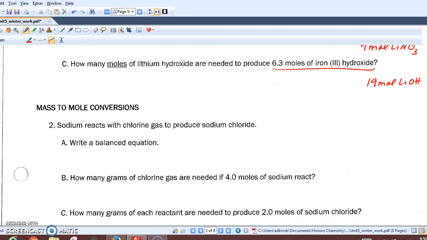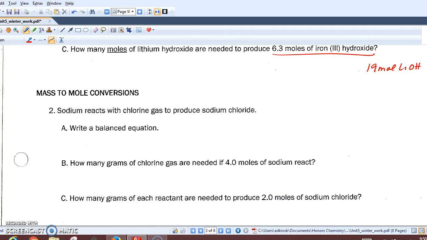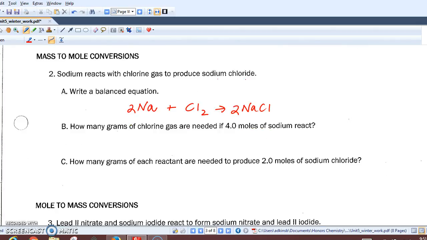Alright, then for mass to mole, we've got an additional step, and we just need to include the molar mass. And so sodium reacts with chlorine, so sodium is a free element, doesn't have a charge on it, it's not a diatomic. It reacts with chlorine gas, which is a diatomic, to produce sodium chloride, so Na plus Cl minus makes NaCl, and then we balance it with a 2 there and a 2 there. So there's our balanced chemical equation.